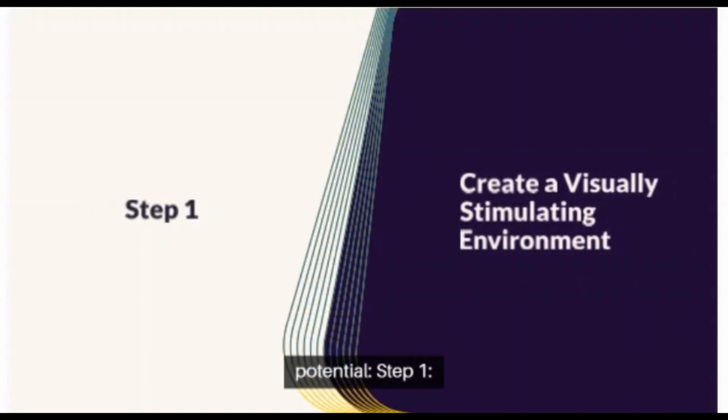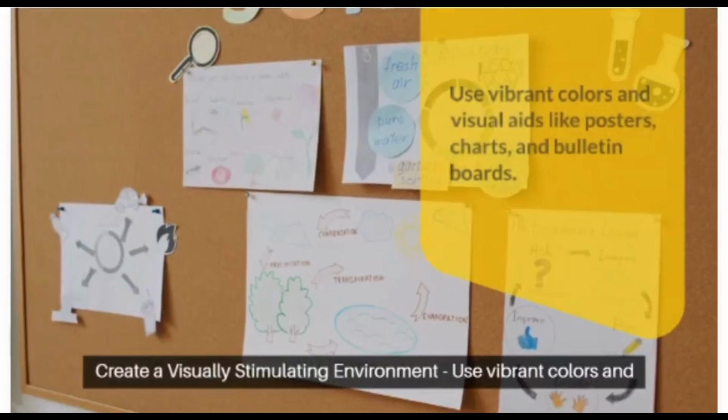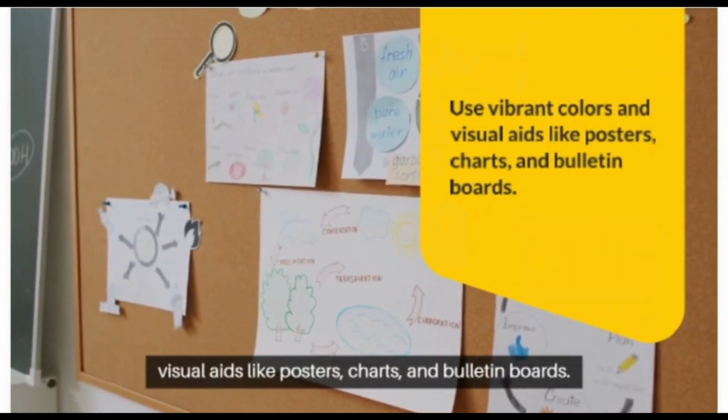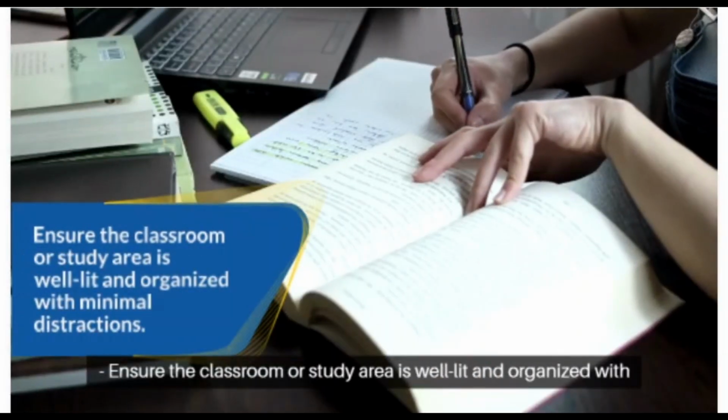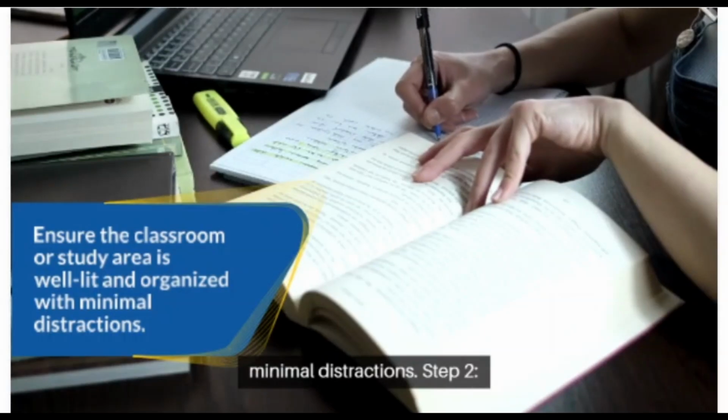Step 1. Create a visually stimulating environment. Use vibrant colors and visual aids like posters, charts, and bulletin boards. Ensure the classroom or study area is well lit and organized with minimal distractions.